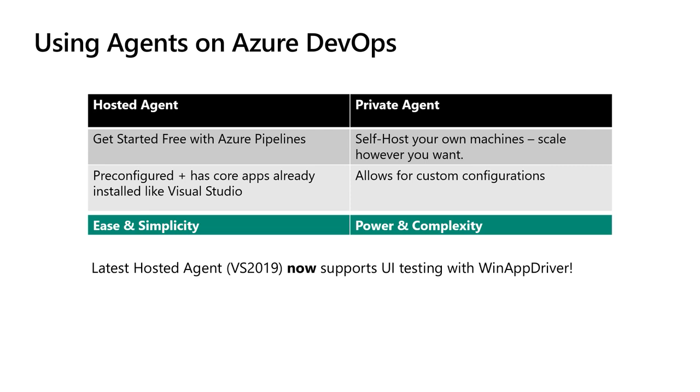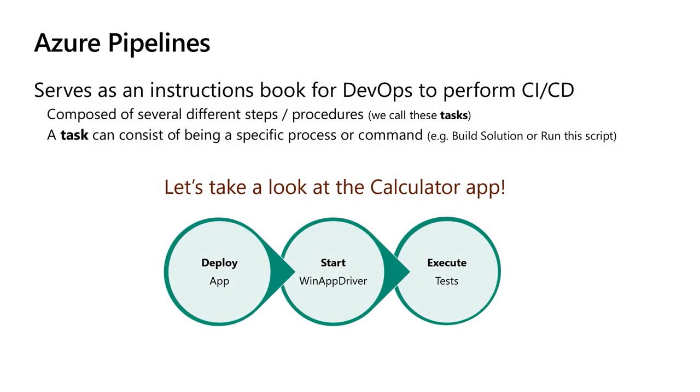With hosted agents, you can get started for free. They are pre-configured. They have Visual Studio installed, and now they even have WinAppDriver pre-installed in interactive mode. So that's one part of the automation, the CI process: having a hosted agent that supports UI testing in interactive mode. Great, so we know we have an agent that supports that. How can we actually use our pipeline to configure the agent and get it up and running?